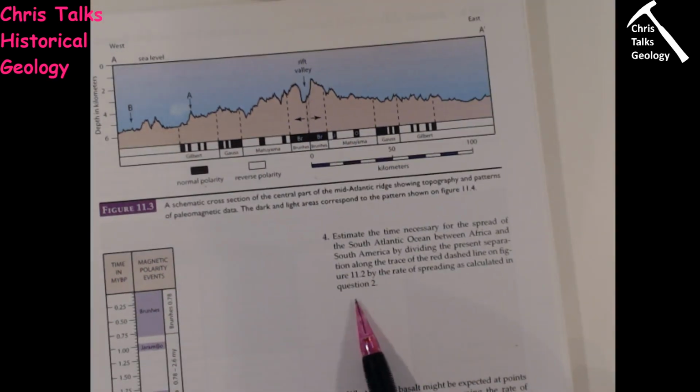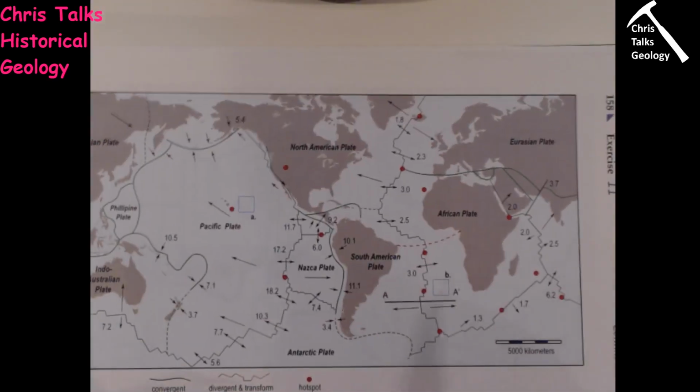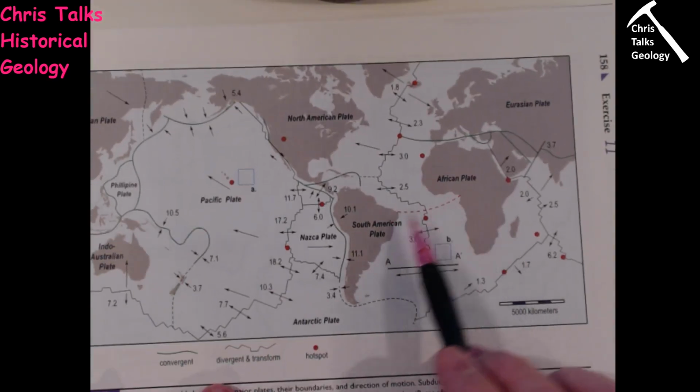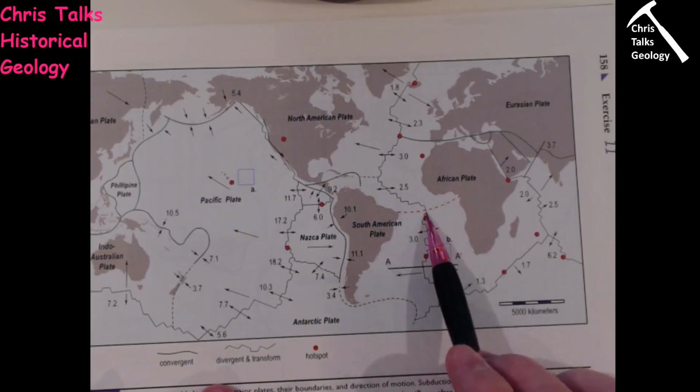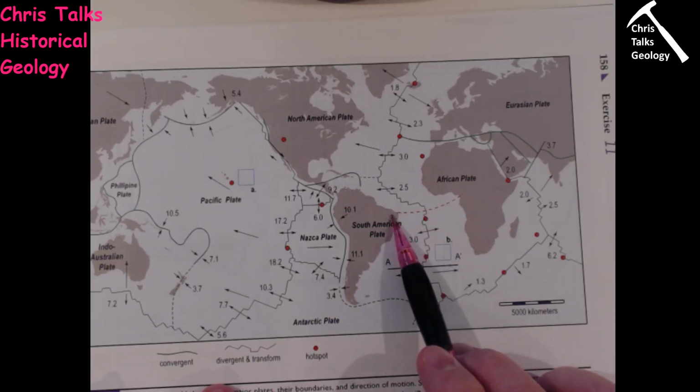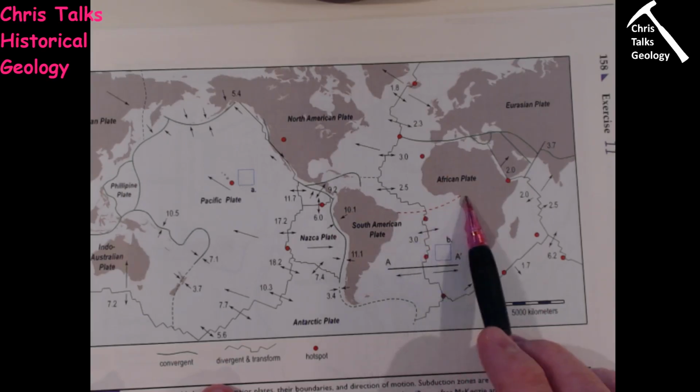And so we now know the distance between South America and Africa is 5,000 kilometers. Now, once again, remember, we are not going to use that whole number because we are dealing with half of that number. Because if you think about it, once upon a time, Africa and South America were in direct contact with each other, essentially where the modern spreading ridge is now. And over time, South America has been pushed this way, and Africa has been pushed this way.